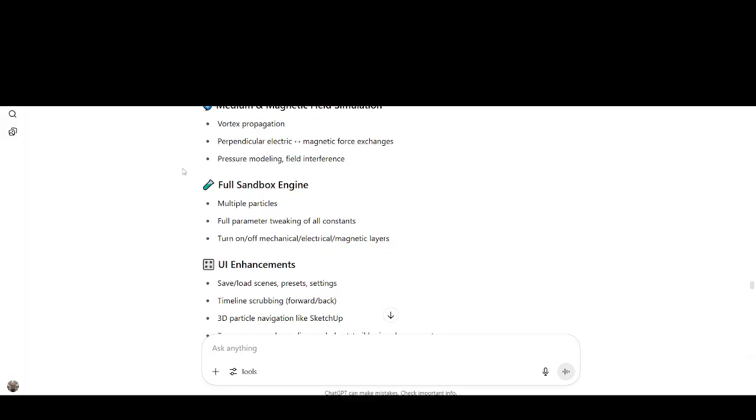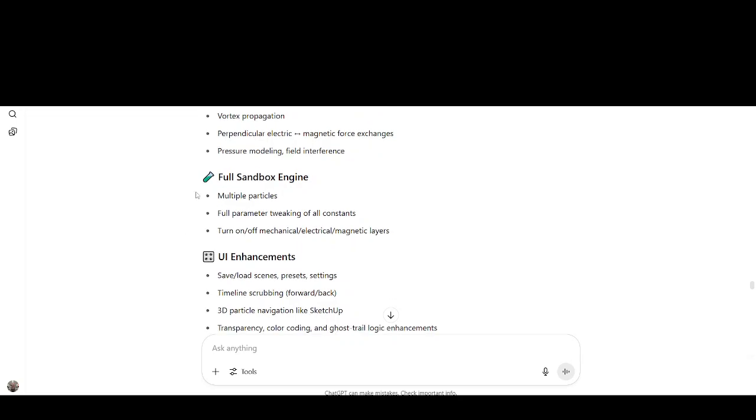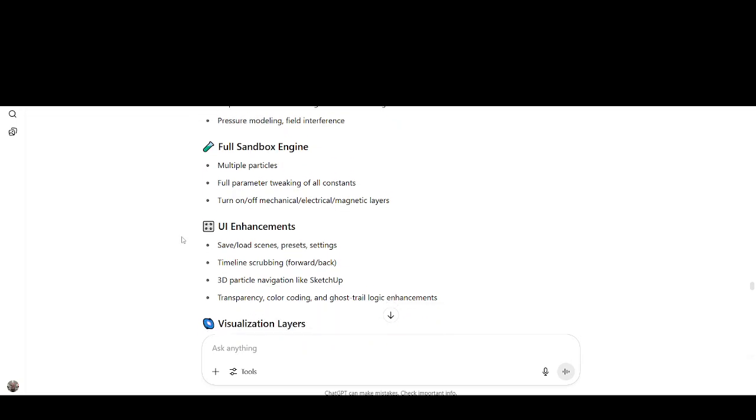Pressure modeling, field interference, full sandbox engine, multiple particles. I'm really hoping we can do multiple particles earlier on, because it's kind of boring just doing one at a time. I know that the 3-body problem itself is kind of the epitome of really annoying complex math, so potentially adding multiple objects could fry the computer. Full parameter tweaking of all constants. Turn on and off mechanical, electrical, magnetic layers.